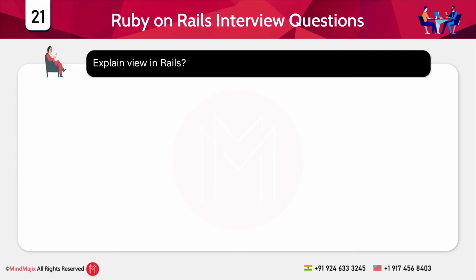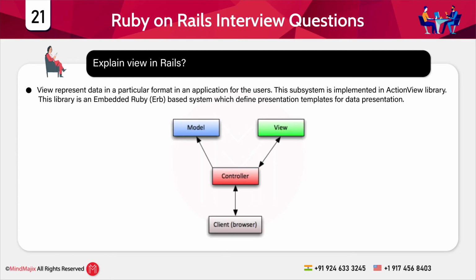Explain the views in Rails. To display the output to the user, to create the interface for the user, the views are used. So views represent the data in a particular format in an application for the user. This subsystem is implemented in the Action View library. This library is embedded in ERB, the embedded Ruby-based system, which defines the presentation templates for the data representation.